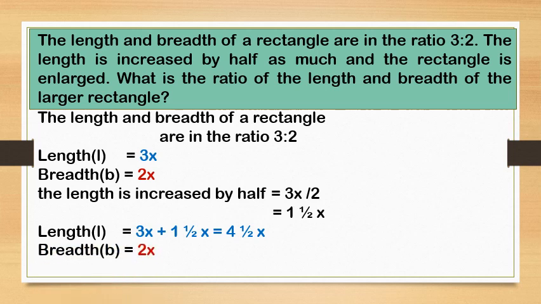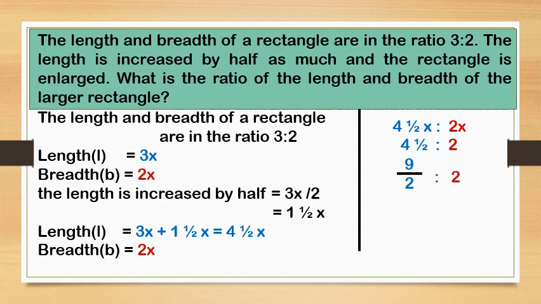Our question is the ratio of length and breadth of the larger rectangle. So let us write the ratio of length and breadth as 4.5x is to 2x. Here x is common. So dividing by x we get 4.5 is to 2. Here 4.5 we can write as 9 divided by 2. So 9 divided by 2 is to 2.